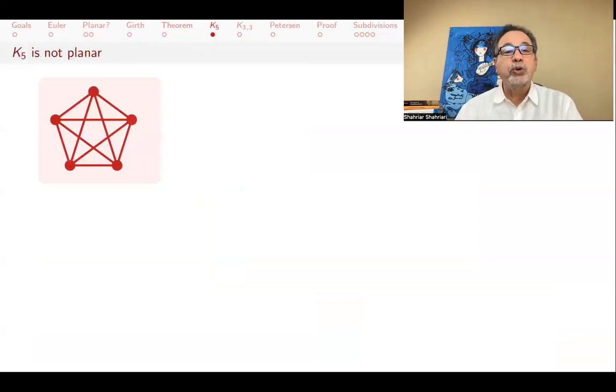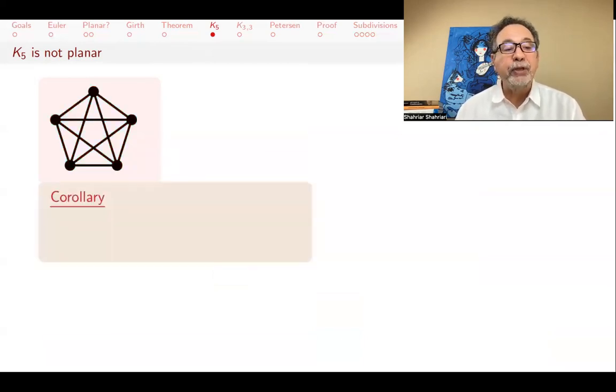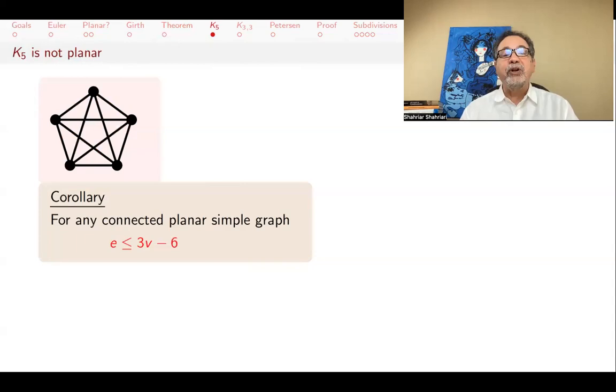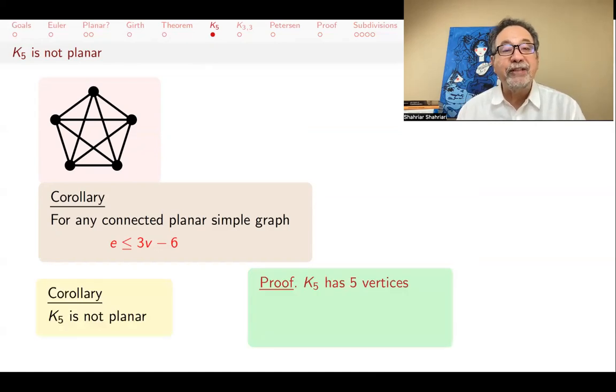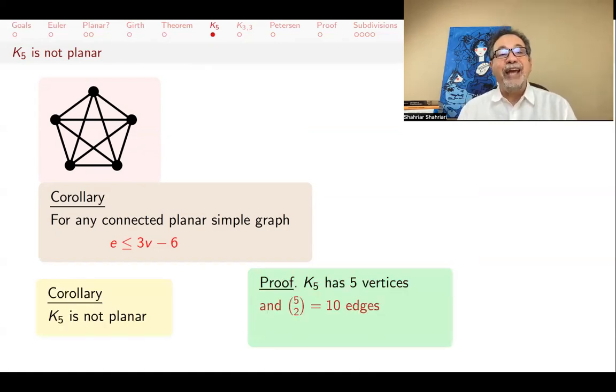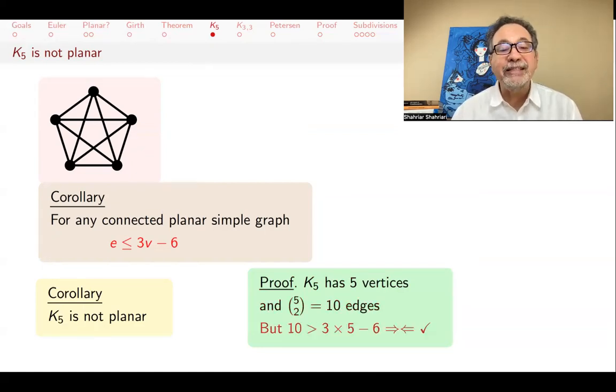The first thing I'm going to show you is that we can use this to prove that K5, the complete graph on 5 vertices, is not planar. We know for any connected planar graph, the number of edges is less than or equal to 3v minus 6. Let's just check that for K5. K5 has 5 vertices, and the number of edges is 5 choose 2, which is 10 edges. And 15 minus 6 is 9, and 10 is greater than 9. It's not less than or equal to 9. And so that contradiction tells us that this could not have been a planar graph.